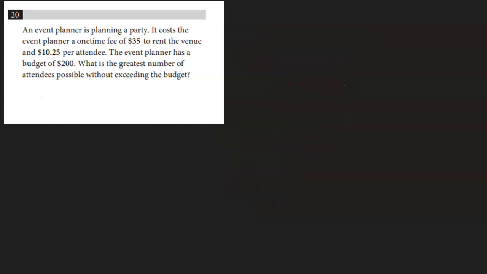All right, number 20. Number 20 is a word math problem, so I'm going to write the information as we go. An event planner is planning a party. It costs the planner a one-time fee, $35 to rent the venue, and it's going to cost $10.25 per attendee. So that's a one-time fee of $35, and it's going to be 10.25 per attendee, and I'm just going to put x for the amount of attendees.